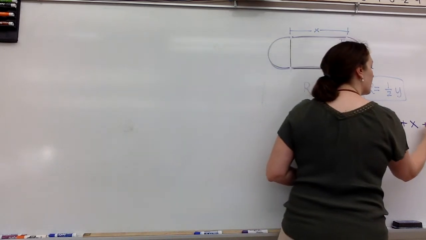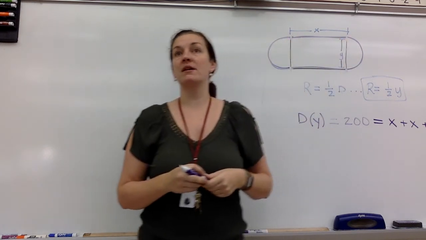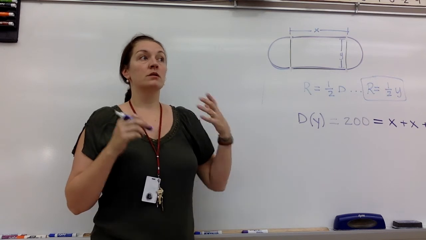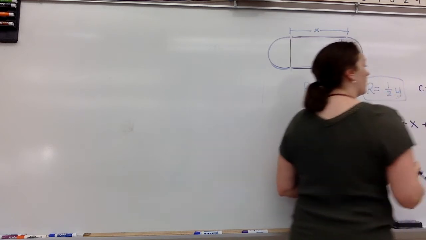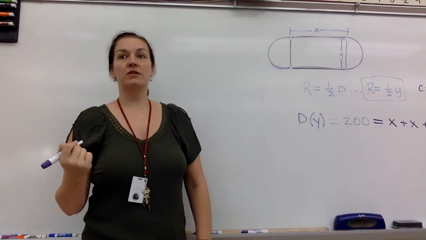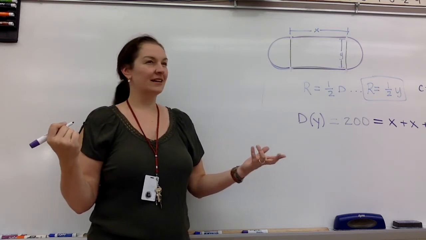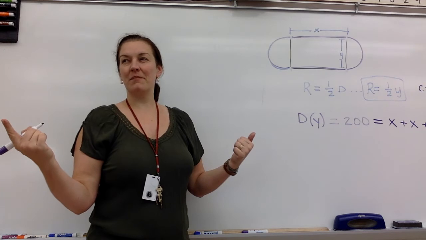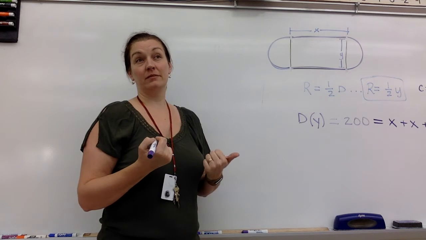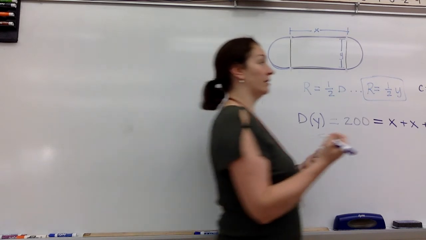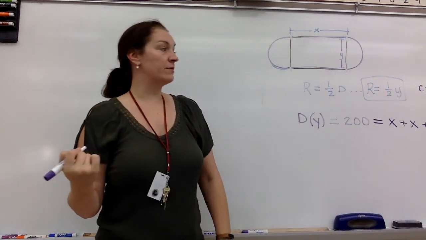Plus, I need to run two semicircles. What do we get when we put two semicircles together? Circumference. What's the formula for circumference? Circumference equals something with a pi. You're combining it with area. It's either 2 pi r or pi r squared. It's 2 pi r. Okay? 2 pi times the radius.